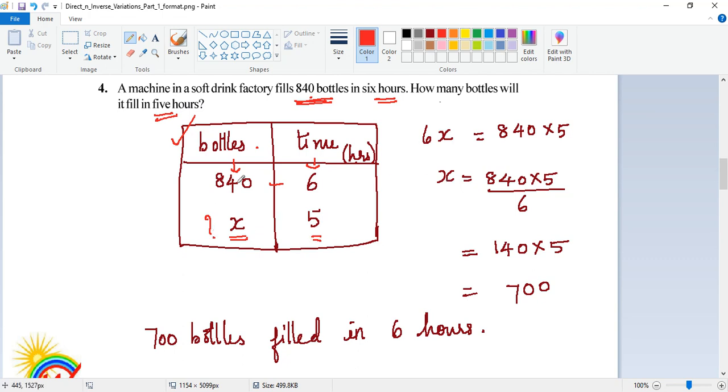Now you can write it down as it is. So you can say 840 by X equals 6 by 5. So you cross multiply this, or here itself you can cross multiply also. So you get 6 into X equals 840 into 5. So yeah, that's what I've written over here.